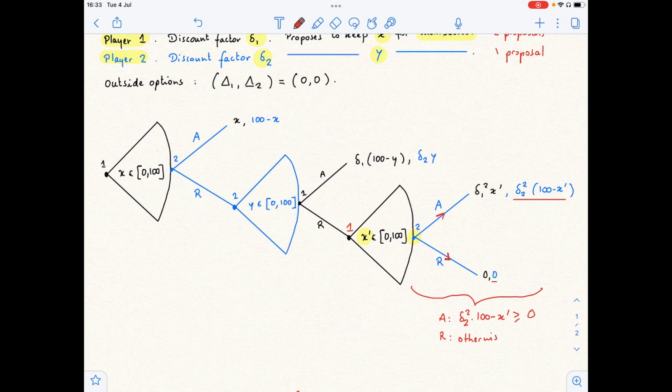So here, if I rewrite this equation, this can be rewritten as accepting as long as X prime is less or equal than 100, right? Because as long as they're getting a strictly or weakly positive payoff even, they would accept. So here, by putting this greater or equal sign, I'm assuming that when they're indifferent between accepting and rejecting, player 2 will choose to accept. All right? So this is going to be the Nash equilibrium in this subgame. Accept as long as delta 2 squared times 100 minus X prime is positive, which is equivalent to X prime less or equal than 100.